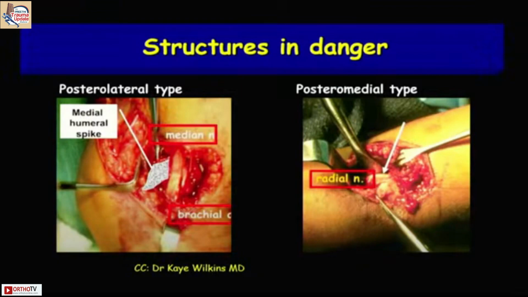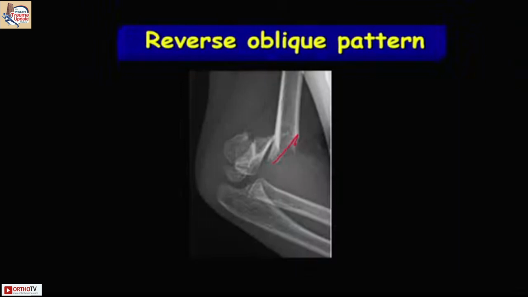In a posterolateral type, the medial spike will be injuring the median nerve or brachial artery. In the posteromedial type, the radial nerve can be involved. Now, this is a special pattern. Normally, when you see a supracondylar fracture, it's a hyperextension injury. The fracture line actually starts distally anteriorly and progresses posteriorly proximally. But in the reverse oblique pattern, it is reversed. So here, the fracture line starts anteriorly in the proximal part and then it progresses distally posteriorly.